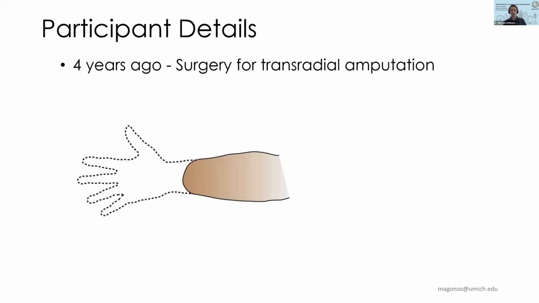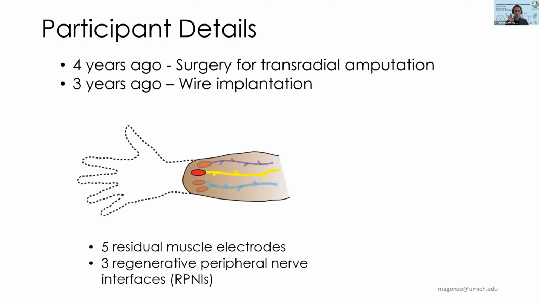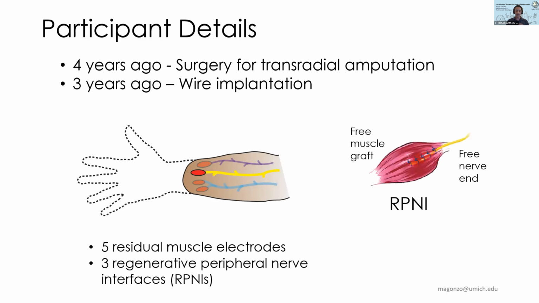Now, for this case study, we worked with a single participant who underwent a transradial amputation 4 years ago and had indwelling wires implanted 3 years ago. Wires were implanted in 5 residual muscles and 3 regenerative peripheral nerve interfaces, or RPNIs. And these RPNIs consist of a free muscle graft wrapped around a free nerve end in the residual limb and act as amplifiers for the nerve signal.